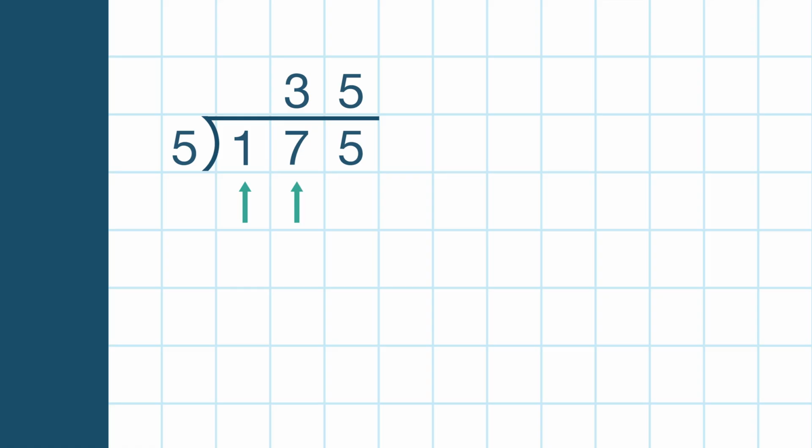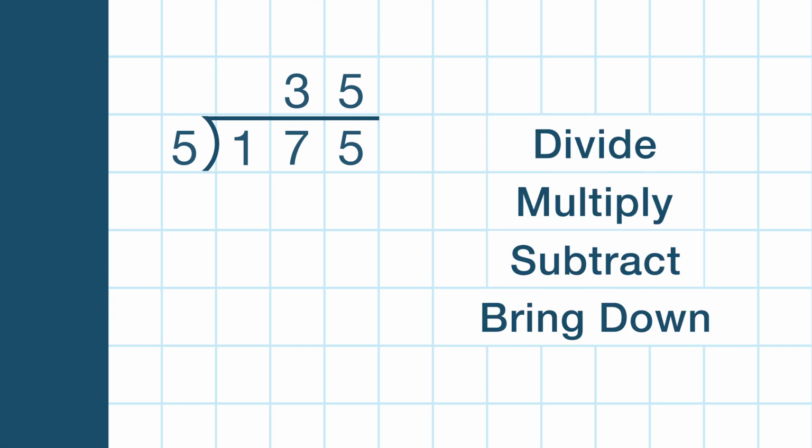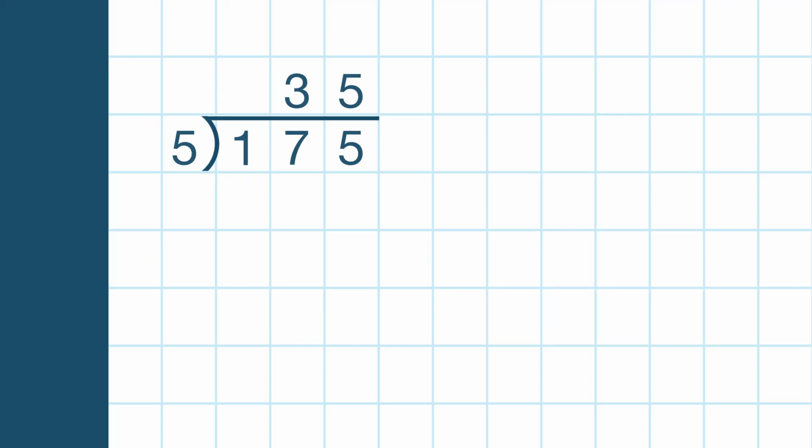If the divisor is larger than the first digit of the dividend, look at the first two digits together. Then follow the same 4 steps. Divide, multiply, subtract, bring down. One important reminder: if you're dividing into the first two digits of the dividend, write your answer above the second digit to keep place values correct.